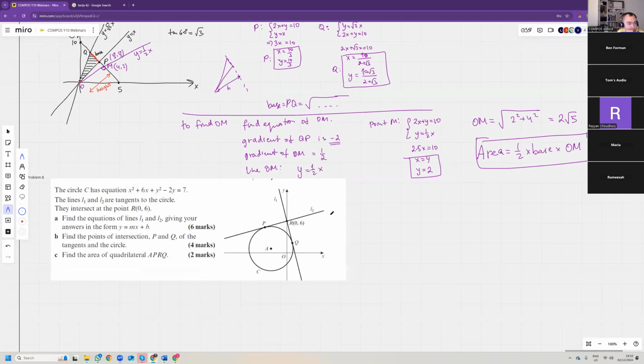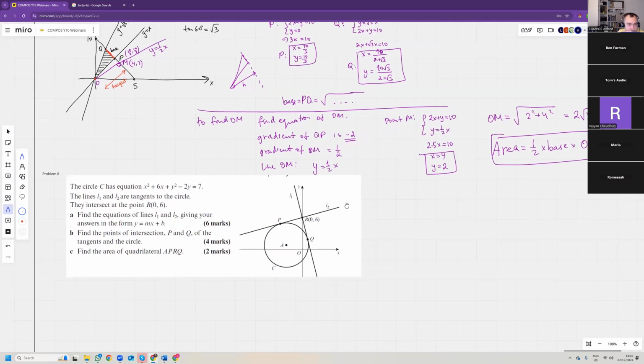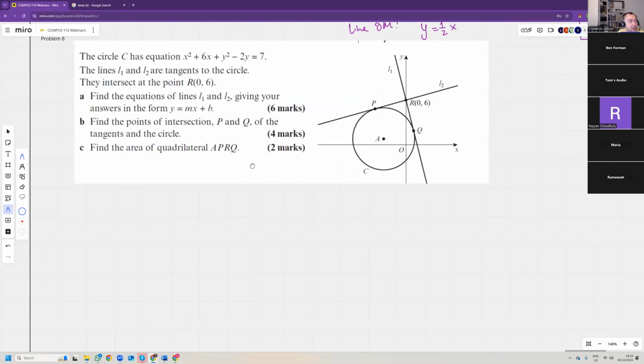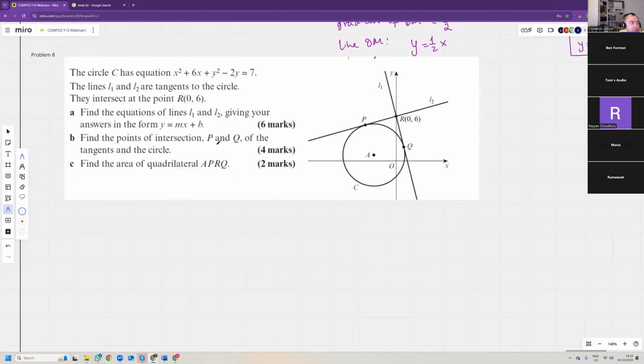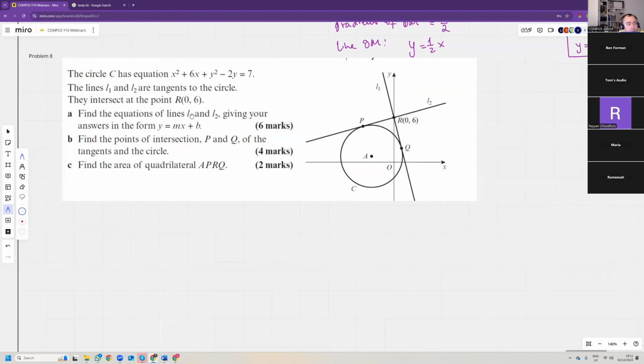Now let's move on to circles. The circle C has equation. Lines L1 and L2 are the tangents to the circle. Well, any circle has equation x minus x0 squared plus y minus y0 squared equals r squared, where x0, y0 is the center and r is the radius.